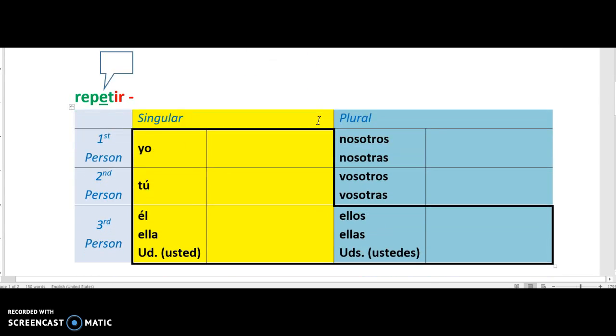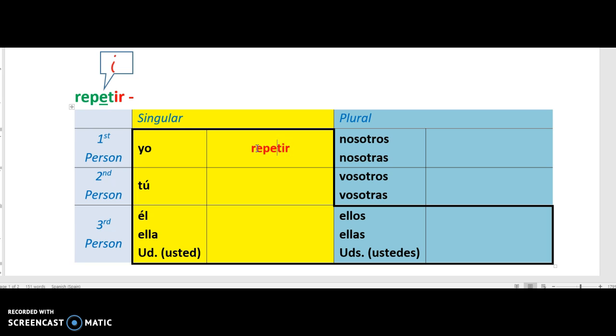So we're going to look at repetir first. Notice this is a true shoe verb, so we did not exclude the yo form. We've got 2 E's in our stem here. And when you have 2 E's, it is always the second E that is going to change to an I. Let's see how it looks. So the verb is, like I said, repetir.